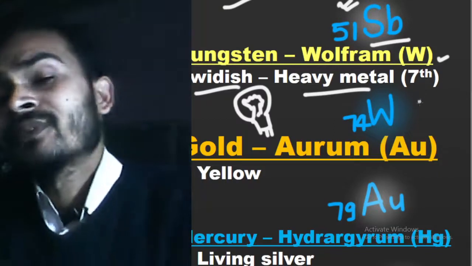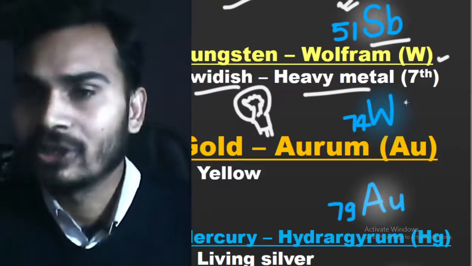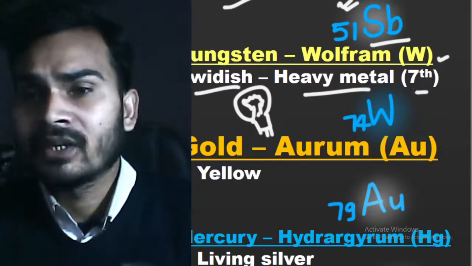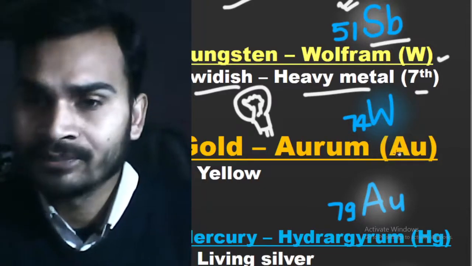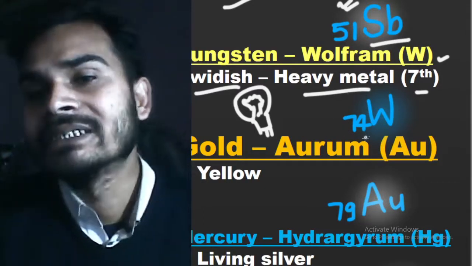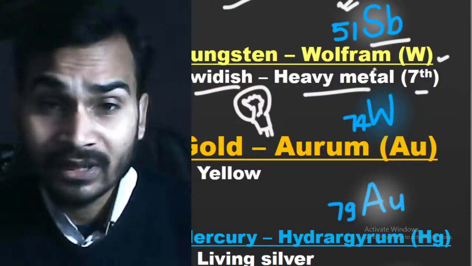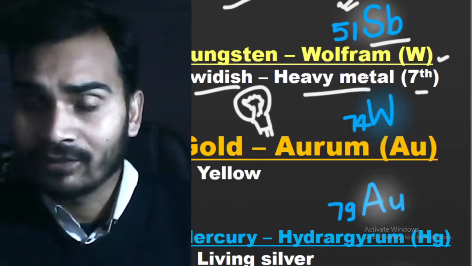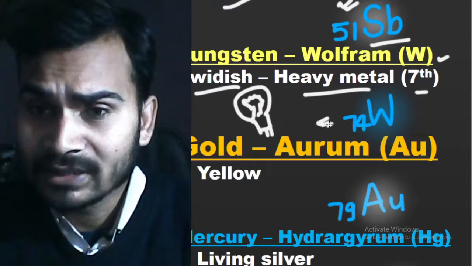Tungsten is the 7th heaviest metal in the periodic table. Due to its heaviness, its name is rooted, and its atomic number is 74. You may remember that tungsten is used in electric bulb filaments, its name is wolfram, its symbol is W, and its atomic number is 74.